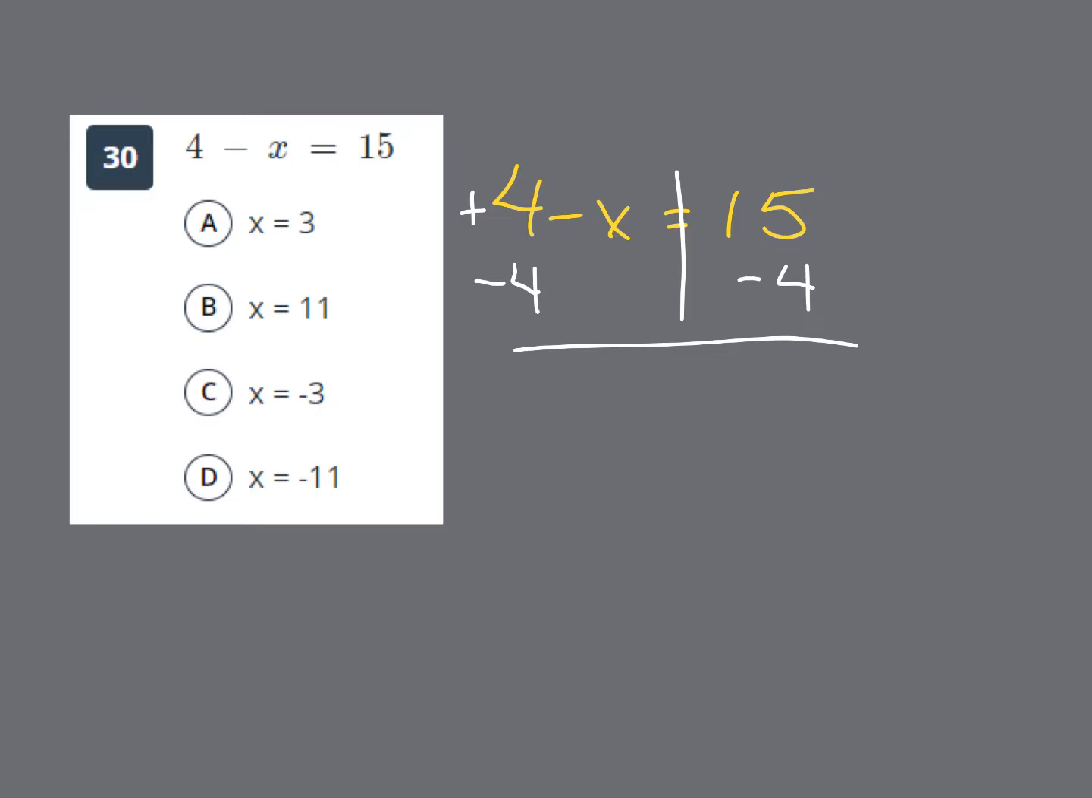4 minus 4. These cancel. I'm left with negative x. Don't forget about the negative. Equals 15 minus 4 is 11. Well, that can't be. Negative x equals 11. Or it can be. I just can't leave it that way.